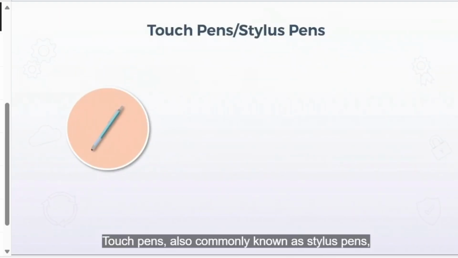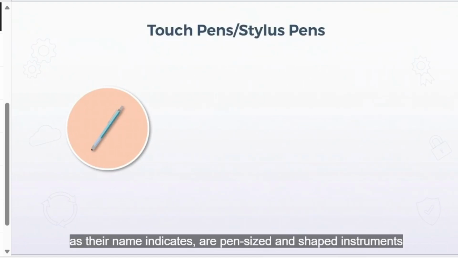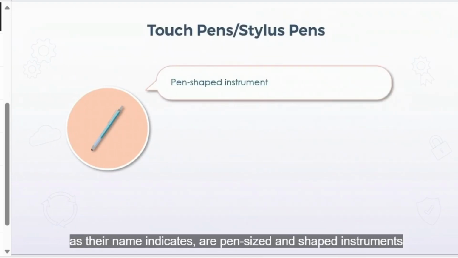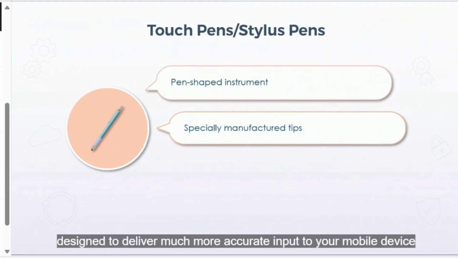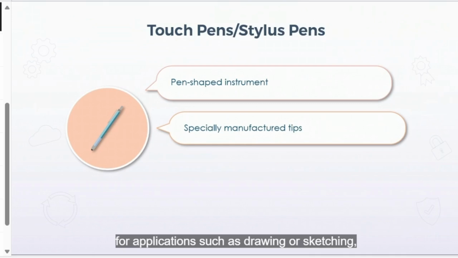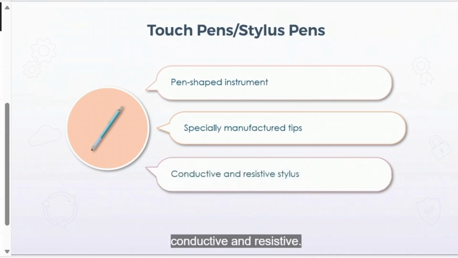Touch pens, also commonly known as stylus pens, as their name indicates, are pen-sized and shaped instruments with specially manufactured tips designed to deliver much more accurate input to your mobile device for applications such as drawing or sketching, while not scratching or damaging the screen. Now, there are two main types of stylus pens, conductive and resistive.